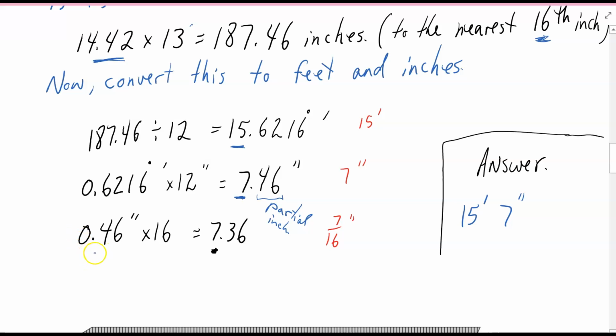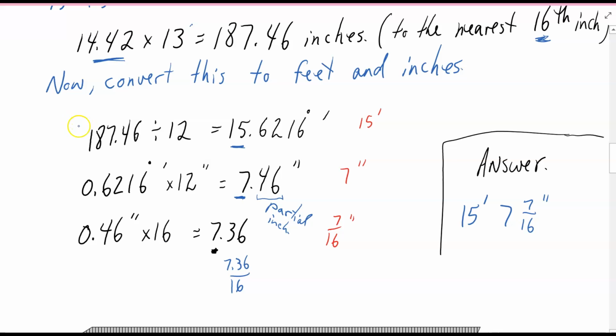So if we take the partial as a decimal and multiply it by 16, that tells us that it is 7.36 sixteenths. And we have to think about this now. We're not going any closer than a 16th. So is this closer to 7/16 or 8/16? And 7.36 is closer to 7. So this will be 7 7/16 inches.